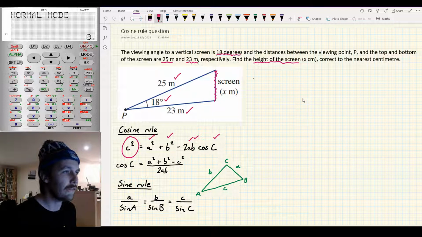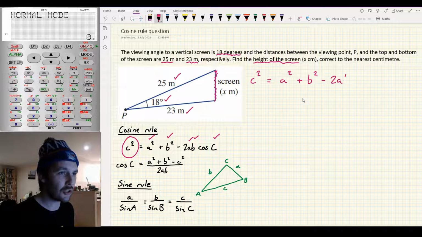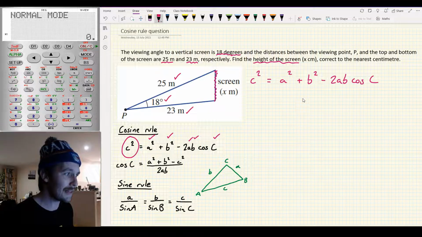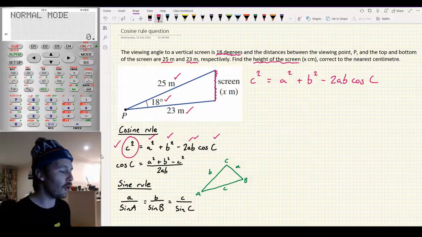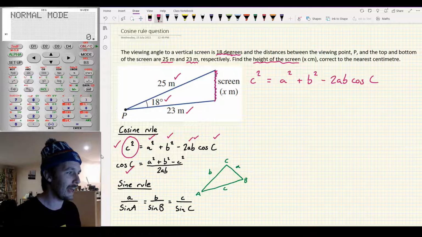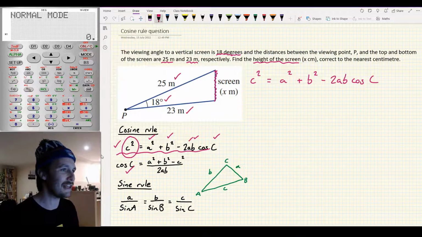Perfect. Okay, first bit of working out is going to be to write down the formula I'm planning to use. In this case, the cosine rule. And this on your formula sheet is normally given in two different formats. We've got the format where we're solving for the side length and the format when we're solving for an angle. Obviously, just choose the side length one to make it a little easier for yourself.